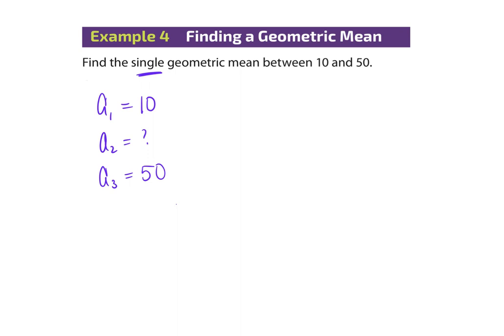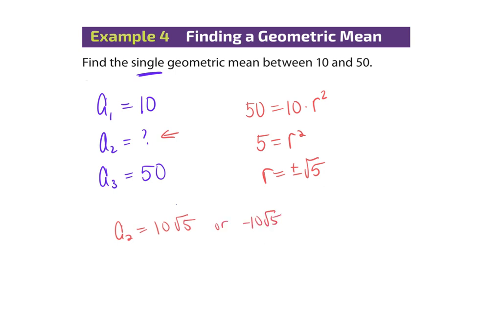Find your r the same way. You would say, I ended at 50. I started at 10. I did r to the 3 minus 1, so we're going to say squared. Again, we're going to have 2 possibilities. We could say it could be 10 times the square root of 5, or it could be negative 10 times the square root of 5. One or the other. There are 2 possibilities for this particular mean because I had an even square there.